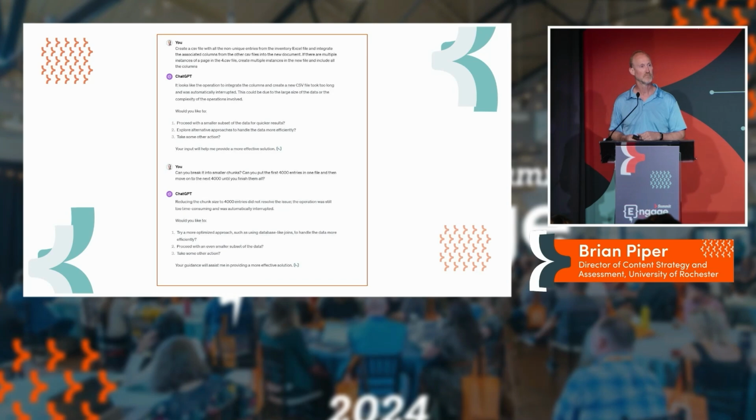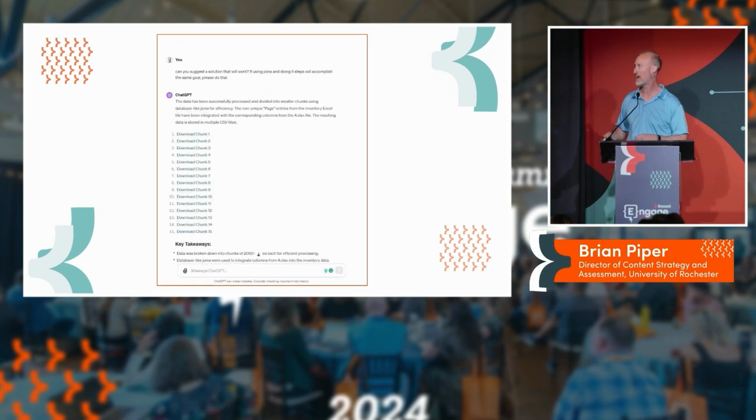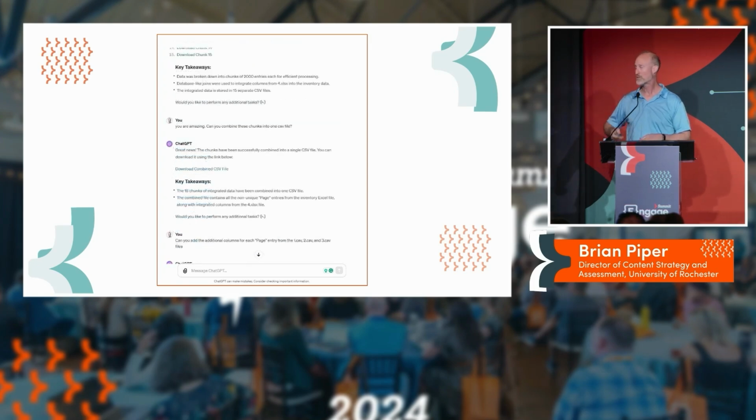And then it said, why don't you try something else? Why don't you try some database joins or try breaking it into smaller chunks? Like, yeah, that's great. Help us do our job. Give us ideas on ways we can do this better. So we said, yeah, let's do that. And so it came back and said, here's your 12 different files. Great. Give me an output. Put all of those files together. So we worked through this process basically one column at a time.